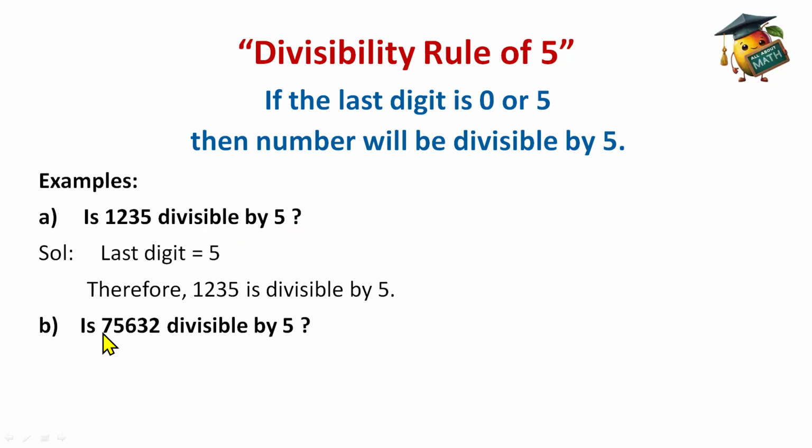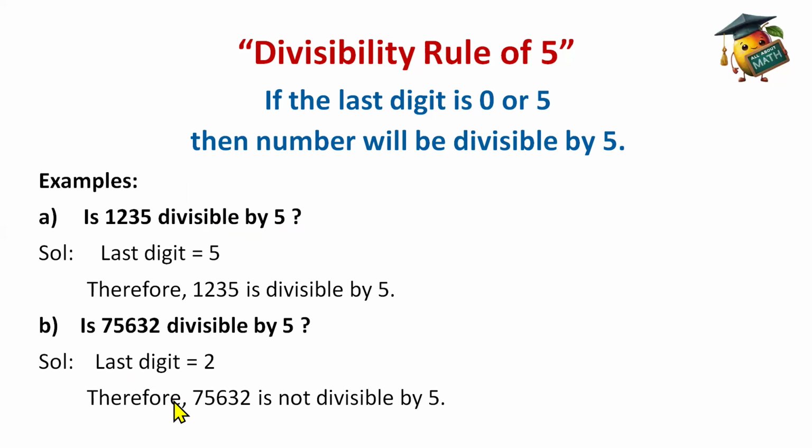Next example, is 75,632 divisible by 5? What will you check? The last digit. It is 2 here. It should be either 0 or 5. But here it's 2. Therefore, 75,632 is not divisible by 5.